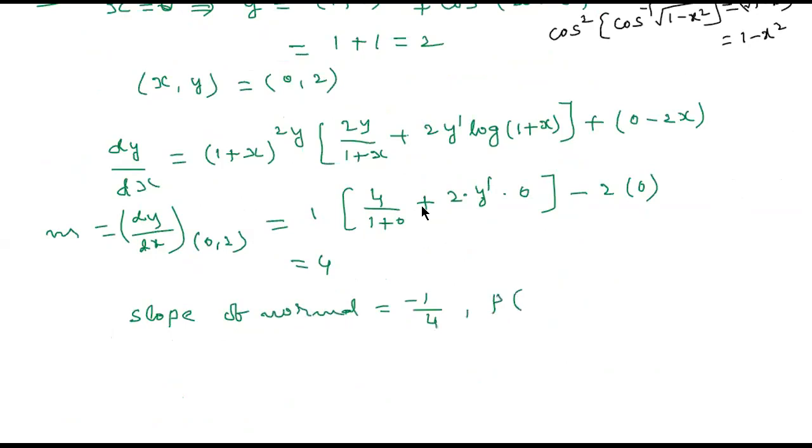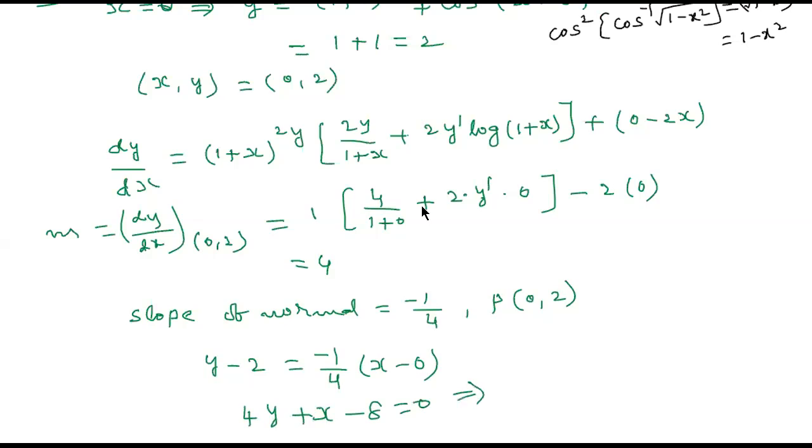And the point we already know, 0 comma 2. Find the equation of normal. Apply the formula. Y minus y1 is equal to m into x minus 0. Take the cross multiplication. 4y plus x minus 8 is equal to 0. So write in order: x plus 4y minus 8 is equal to 0. This is the equation of normal. These 5 questions are very easy.